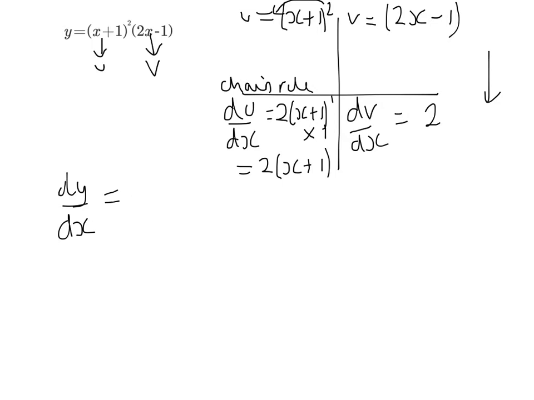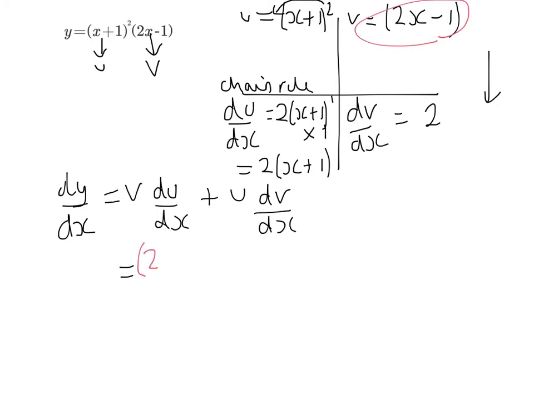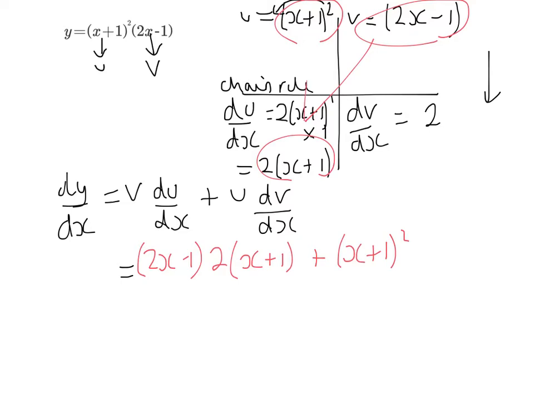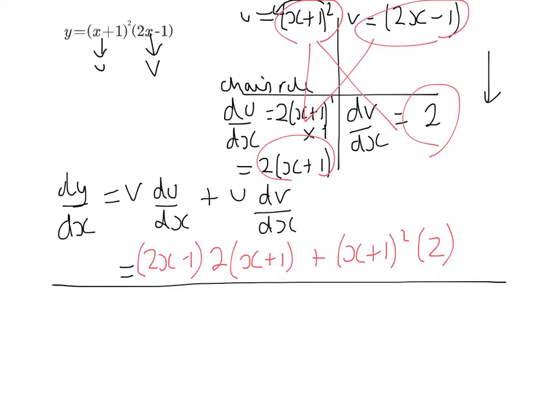dy by dx equals v du by dx plus u dv by dx. All right, let's find it all. V is 2x minus 1. Du by dx is this one, 2 lots of x plus 1, plus u, which is this one, x plus 1 squared, times dv by dx, which is this one, which is 2. Okay, I would normally just completely leave it on that line, but I'm just going to factorise it just in case you need it factorising.